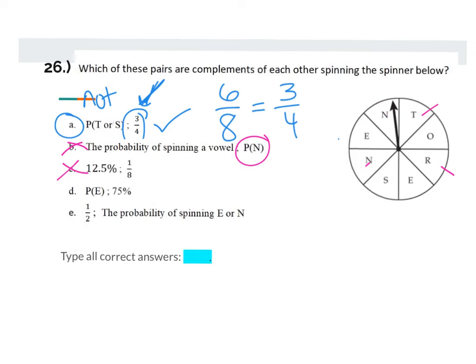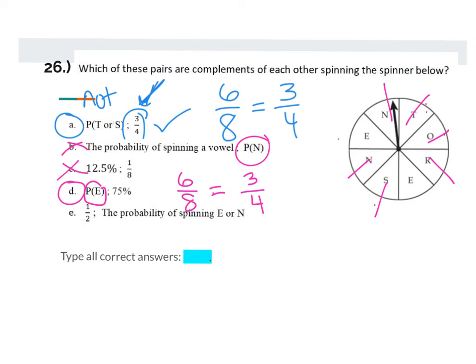All right, the next one says the probability of E is 75%. Are those complements? So I'm going to find the probability of not E and see if I get 75%. So that would be N, S, R, O, T, N. So 1, 2, 3, 4, 5, 6 out of 8, okay, which simplifies to 3/4, which is 75%. So since I found the probability of not E, and I got 3/4, these are opposites of each other. So D is correct.